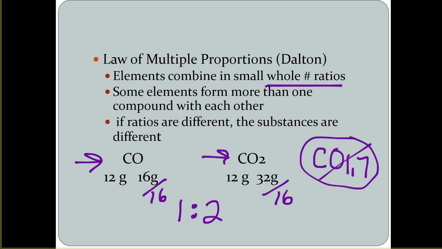And again, Dalton discovered this by doing careful observations and noticing that when you did have substances that had different ratios, there was always a whole number increase by mass. So this is the law of multiple proportions. Some elements can form multiple compounds.